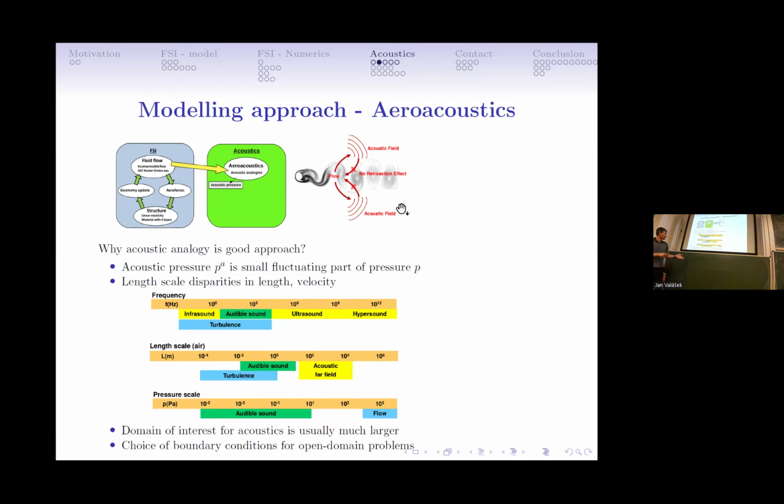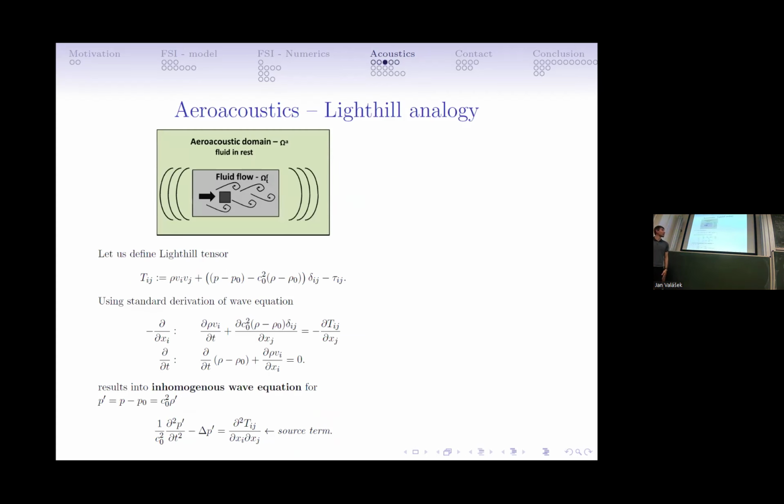Yeah, and also the pressure disparity then. What could also be a big issue is choosing the correct boundary conditions, for example, for open domain problems and so on. So here also this hybrid approach suggests some better options. So let me introduce here two models for these acoustic analogies.